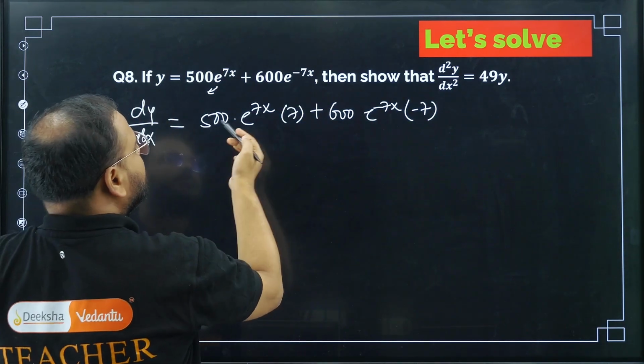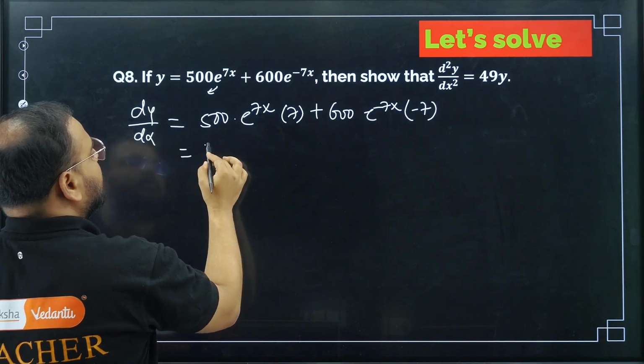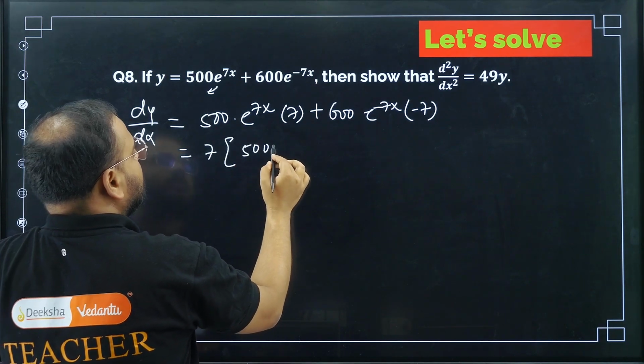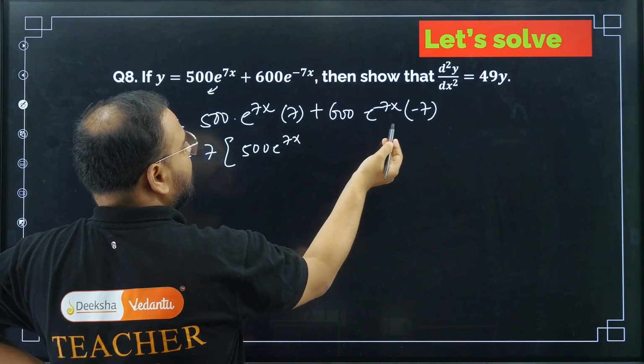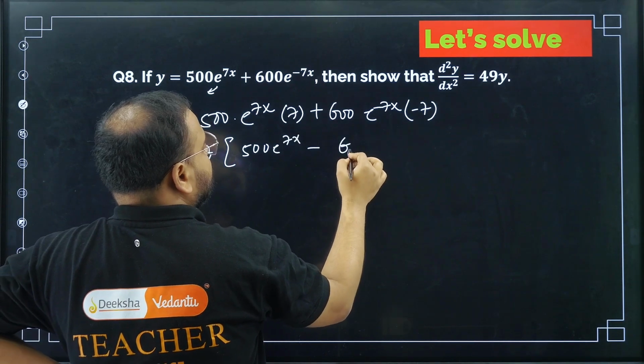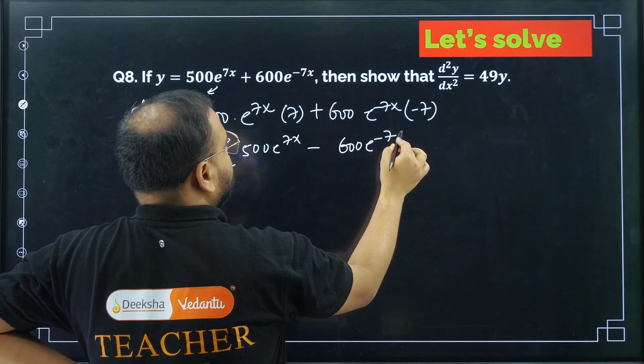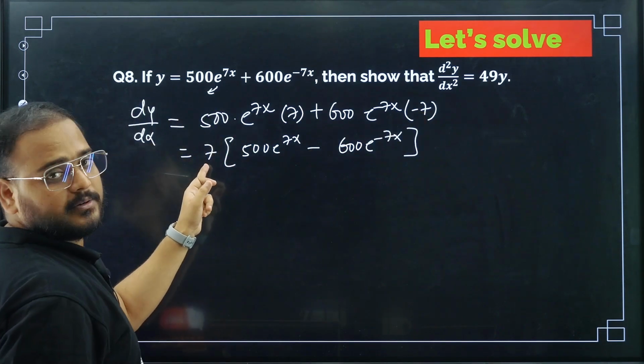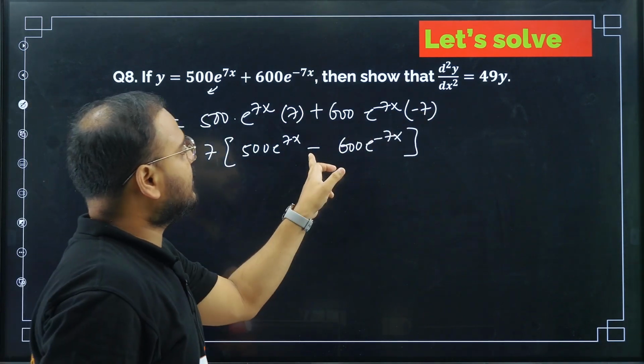So can we take 7 common? Just take 7 common. How much do we get? 7 here. What is left now? 500 times e power 7x, and over here it will become minus 600 e power minus 7x. Please understand this: I have taken only 7 common, so the minus sign will remain here only, right?